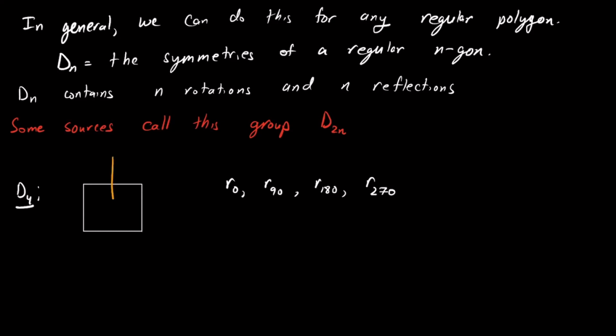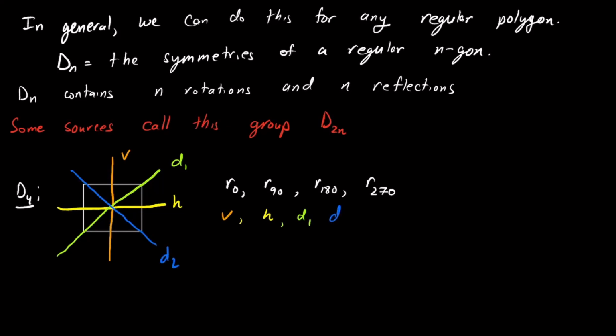And then I have 4 reflections. I have this reflection, which I'll call V, a vertical reflection. I have another reflection, a horizontal reflection, which I'll call H. I have a diagonal reflection going this way, which I'll call D1. And then finally, I have a diagonal reflection going the other way, which I'll call D2. These elements together form the set which we'll call D4. So these are the symmetries of a square.